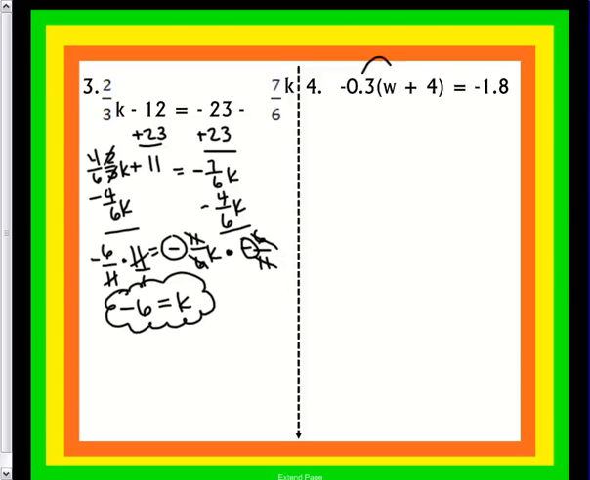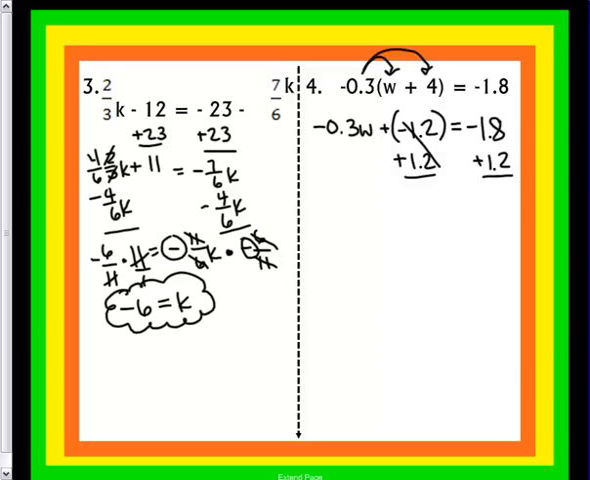Number 4, though. If we look here, I'm going to distribute the negative 3/10 to my w and to my 4. So this is going to be negative for both now, and I get 1.2 equaling a negative 1 8/10. So I need to add 1 2/10 to both sides to get rid of it on this side, and I'm left with 3/10 w equaling a negative 6/10. So I'm going to divide by a negative 3/10 on both sides, and I'm left with w equals 2.